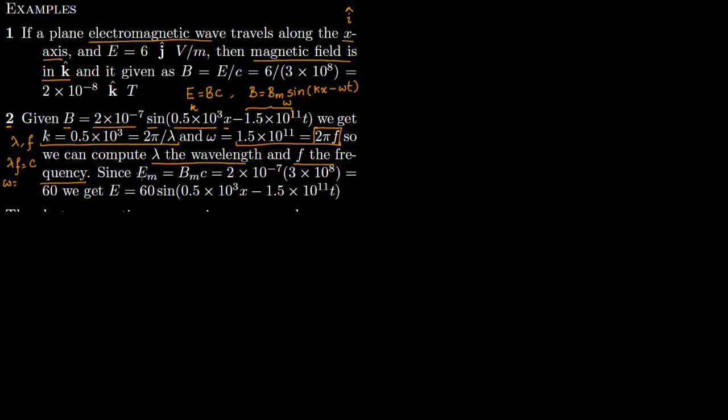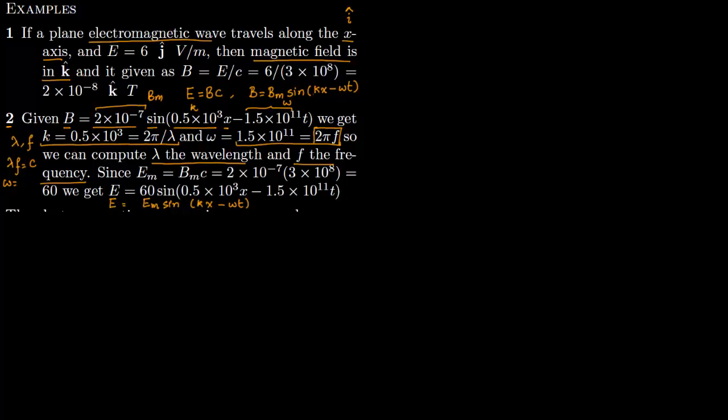Now the formula is Em is equal to Bm times C. This value here is Bm, so you have Bm times C, and this gives you 60. So Em is 60. Now we are just plugging in the formula for the electric field of the electromagnetic wave, which is given as E is equal to Em times sine of kx minus omega t. We are just going to plug in k and omega from before, and you have just computed Em.